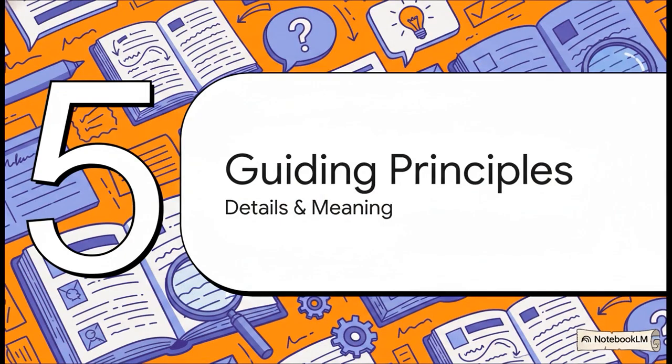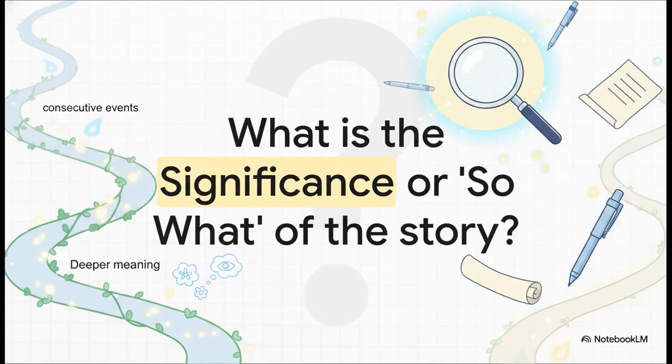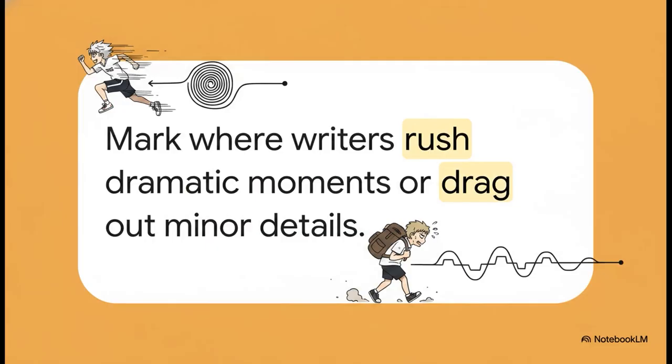Section 5. Guiding principles and details. Significance, or the so what. Make sure the essay isn't just a list of consecutive events. The writer needs to imply the deeper meaning or personal realization of the story so the reader can interpret it. Pacing and focus. Mark areas where the writer spends too long on unimportant details or, conversely, rushes through the most dramatic, crucial moments of the story.